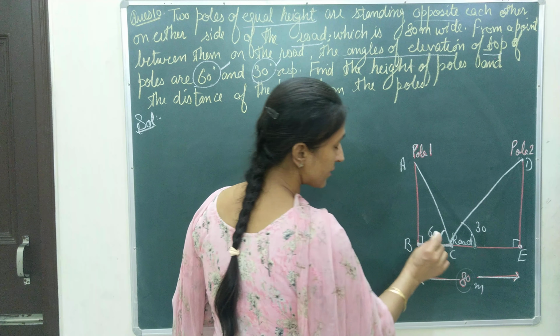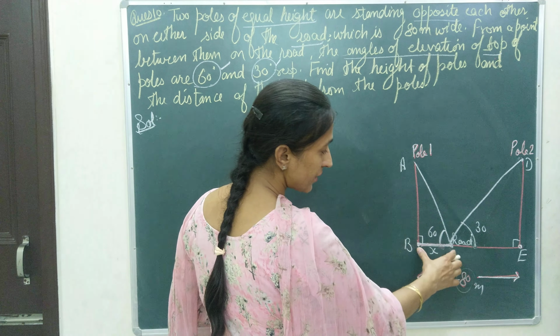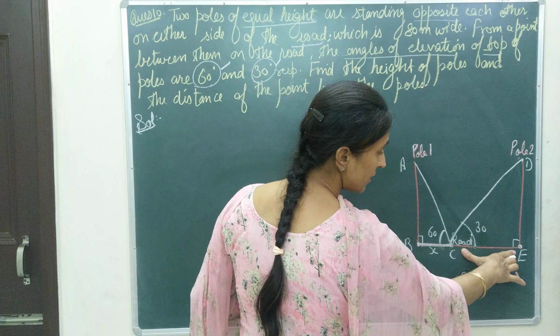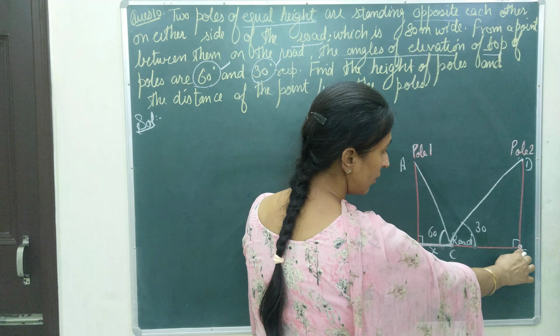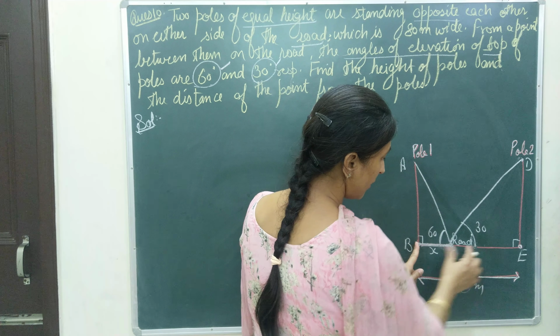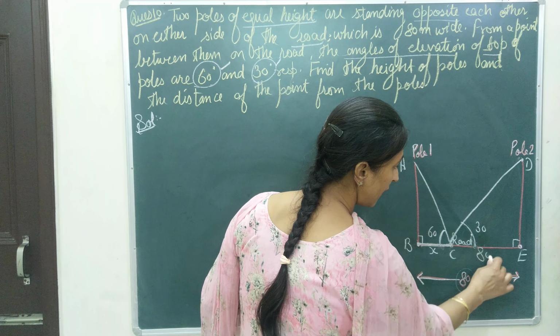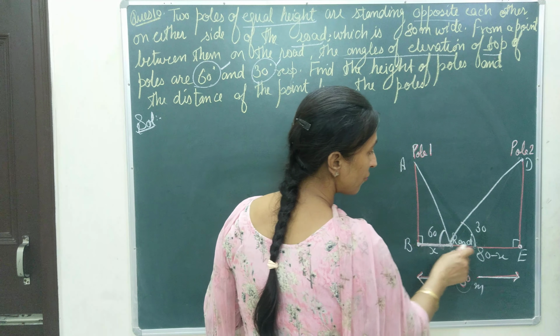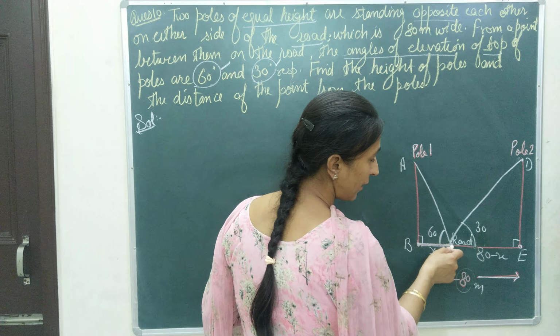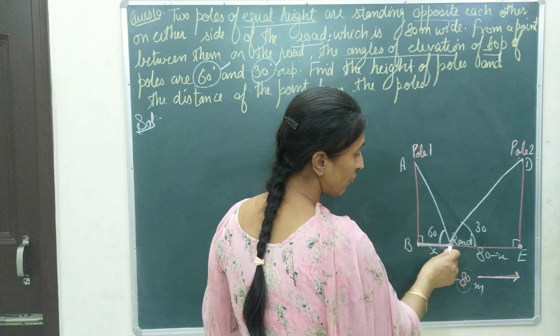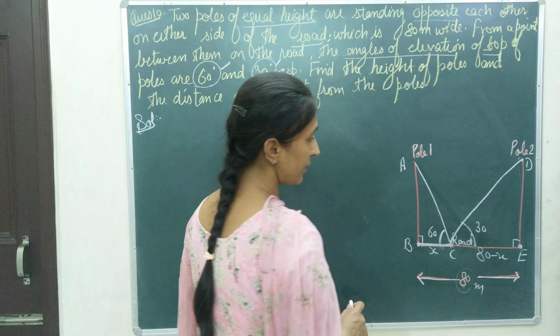Let us suppose this distance is x. If this distance is x, what will be CE? As you know, the full length is 80. If this much is x, then what is the remaining? It will be 80 minus x. So for CE you will be using 80 minus x, and for BC you will be using x.